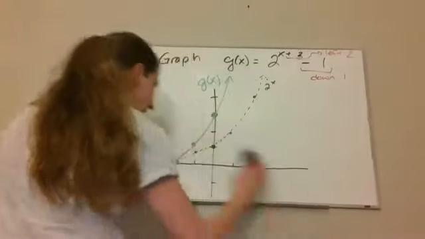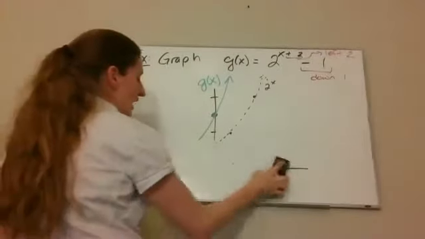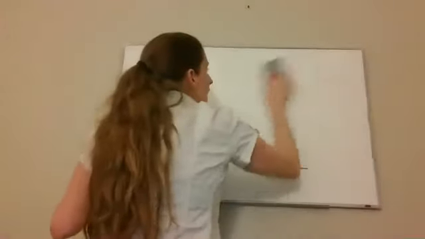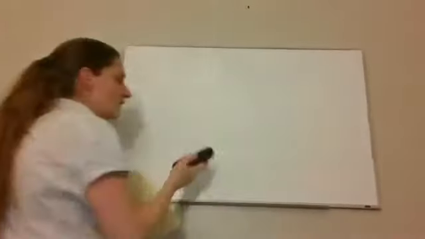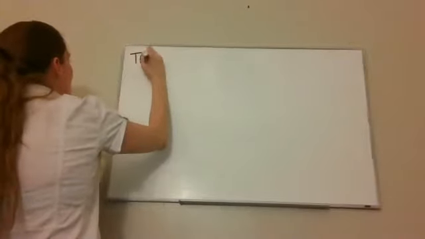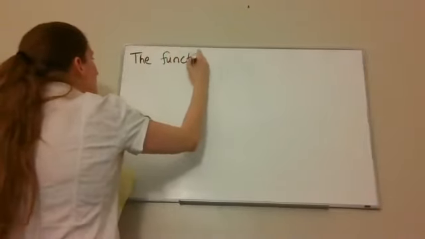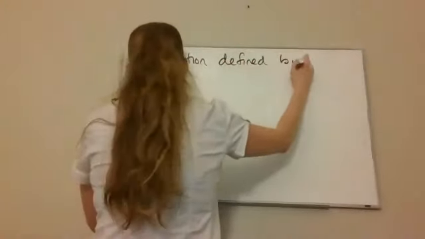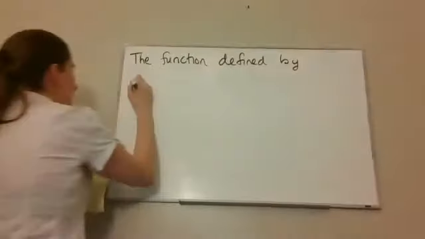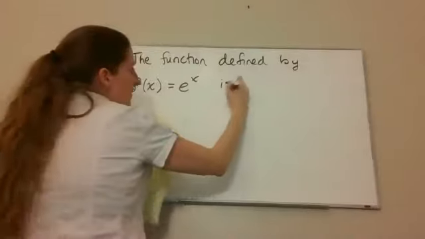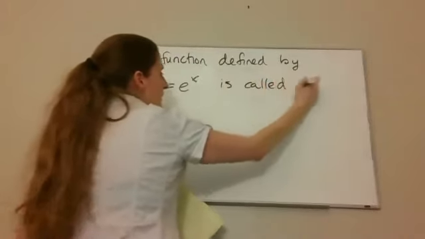All right, so now we need to learn about a very particular exponential function that's used all the time in mathematics. And once you get to calculus, it's the most common exponential function that you'll use from that point on. So the function defined by f of x equals e to the x is called the natural exponential function.